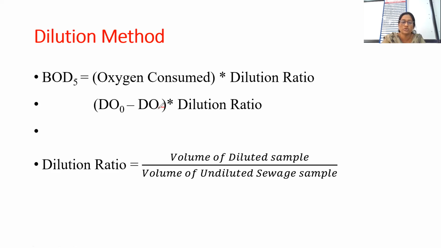In your notebook, it should not be like this. DO5, DO naught minus DO5 into dilution ratio. Now, what is the dilution ratio or how to calculate that dilution ratio? That formula is nothing but volume of diluted sample upon volume of undiluted sewage sample. Okay, so usually the volume of diluted sample is taken into the 10 factor.